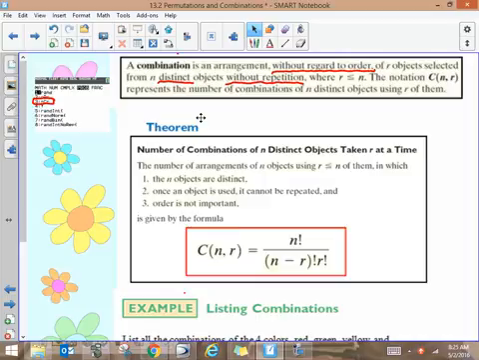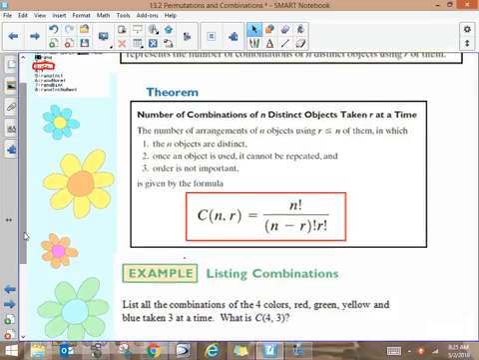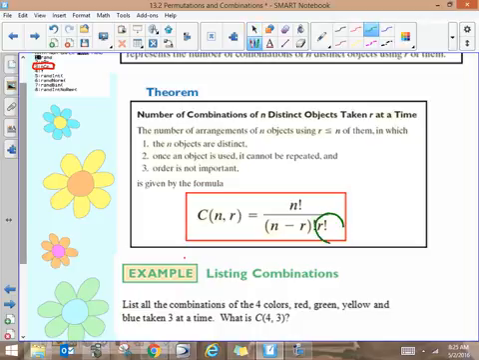Okay. So here's the criteria for combinations. n objects are distinct. Once an object is used, it can't be used again. Order is not important. There's the formula. Notice it's almost the same as the P, except we have this extra piece here that gets divided. So which is going to be more, permutations or combinations? Permutations are always going to be more, because you're dividing by a bigger amount in the combination.